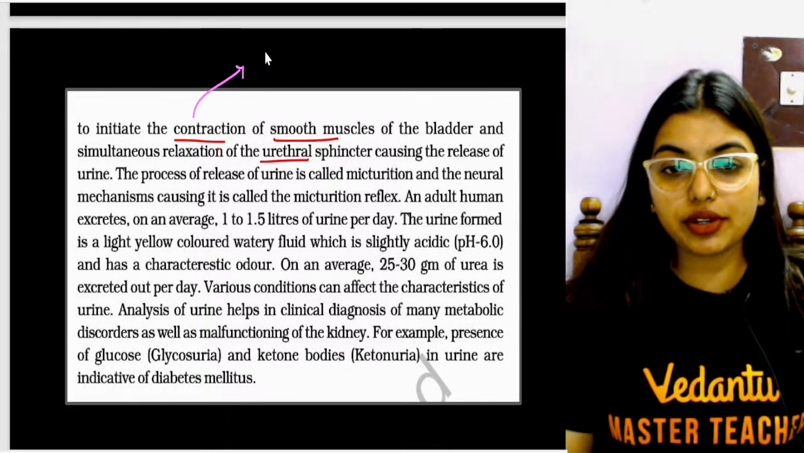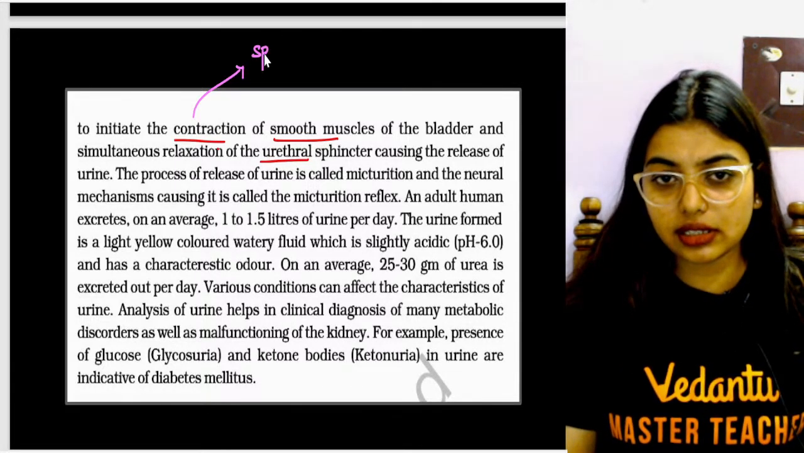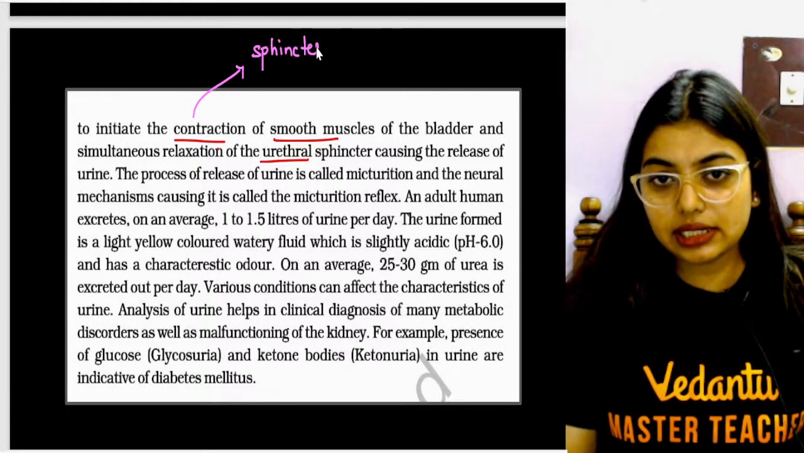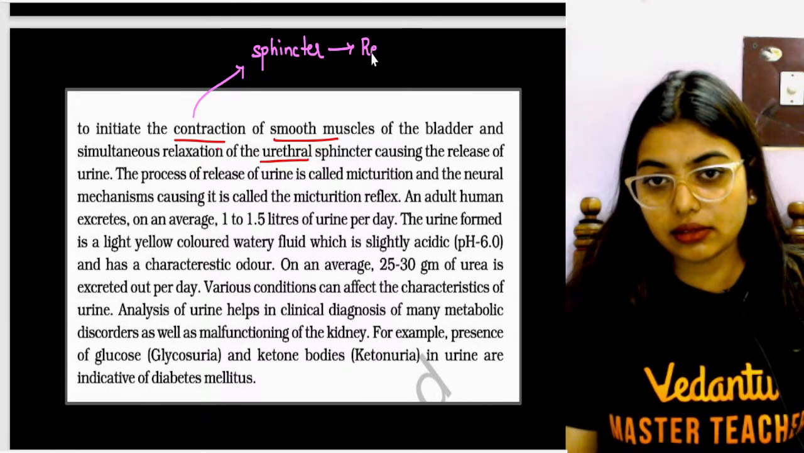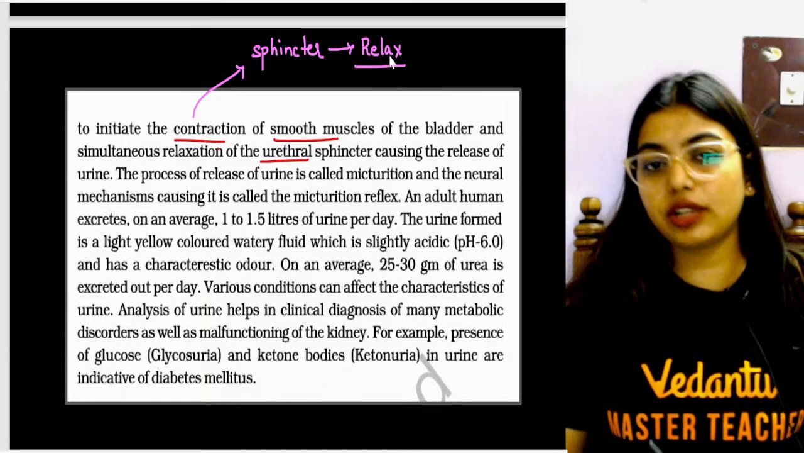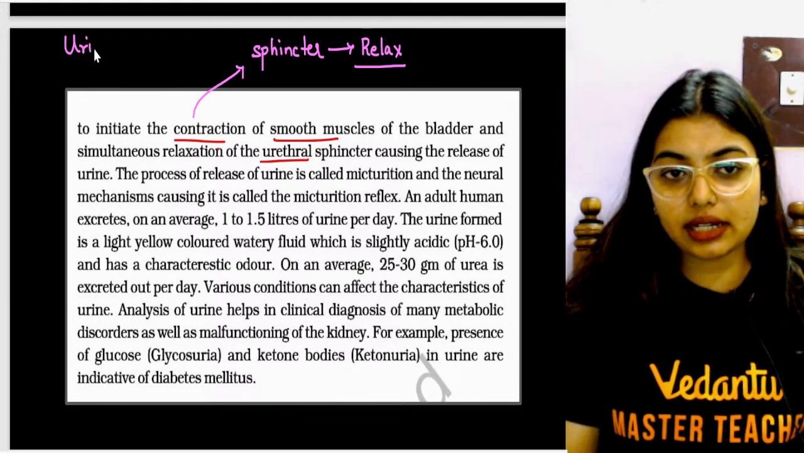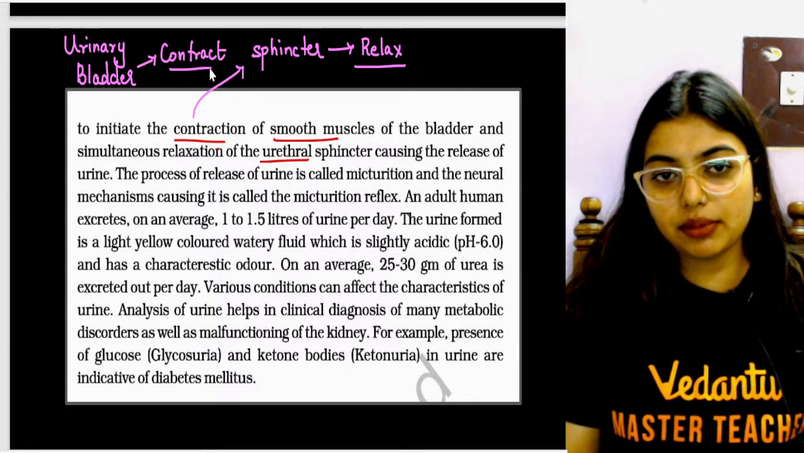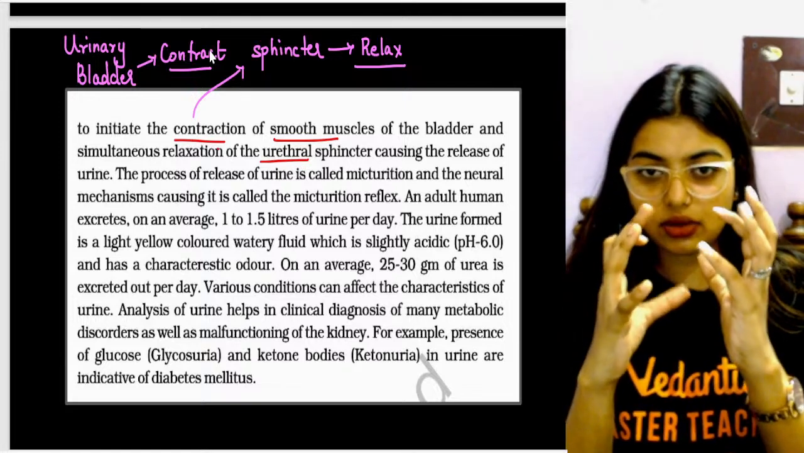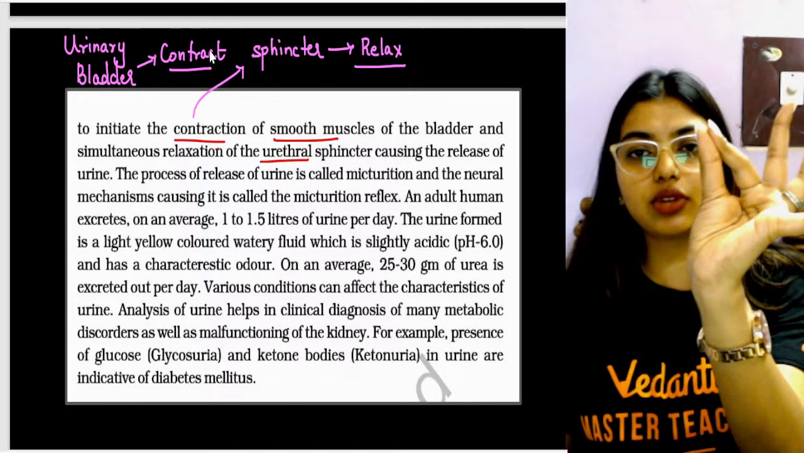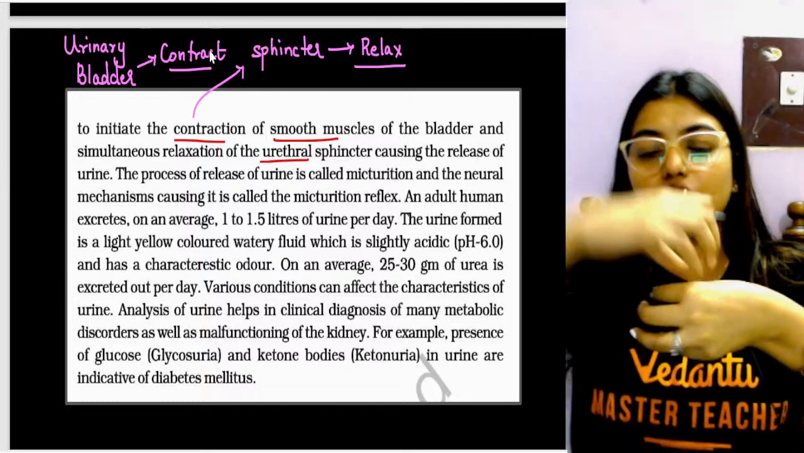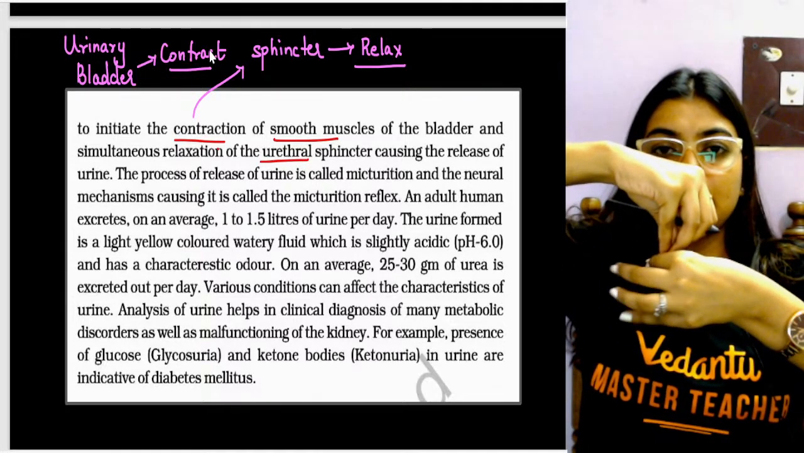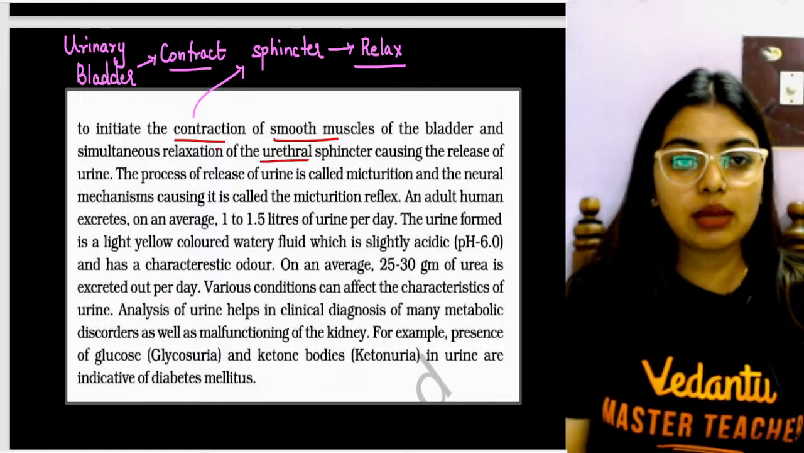So students, here what is going to happen? Your sphincter muscles have to relax. But your urinary bladder has to contract. If you remember this, it will become easy. So the urinary bladder contracts, the sphincter muscle relaxes, and micturition is going to happen.